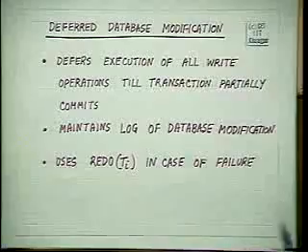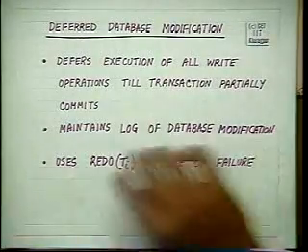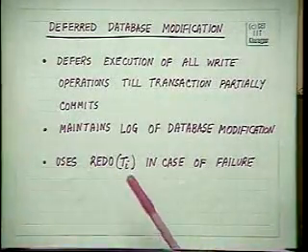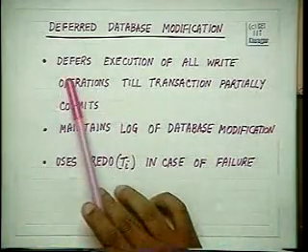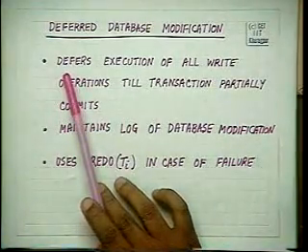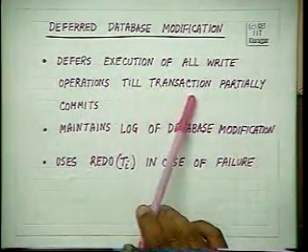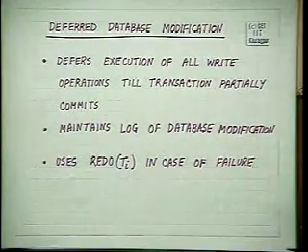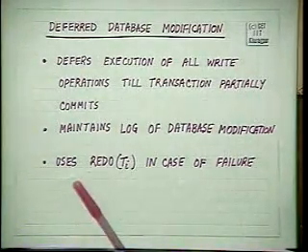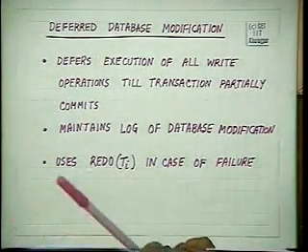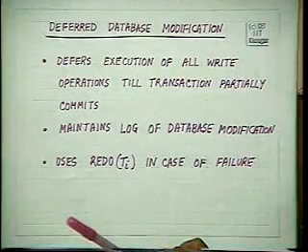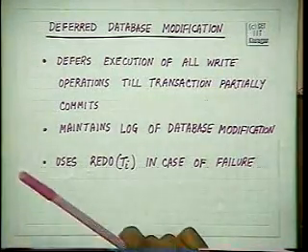The first type of database modification or the database updation is this: it defers execution of all write operations till the transaction partially commits. A transaction is executing. The write operations which are actually supposed to write onto the memory, and then we have got two types of variables.